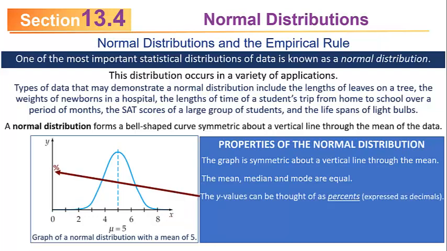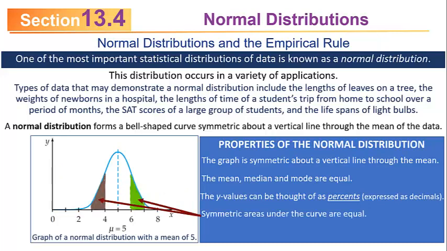The y values can be thought of as percents, even though they're expressed as decimals. So a 0.15 would be a 15%. A 0.27 would be 27%. They're written as decimals, but they can be interpreted as percents. Symmetric areas under the curve are equal.